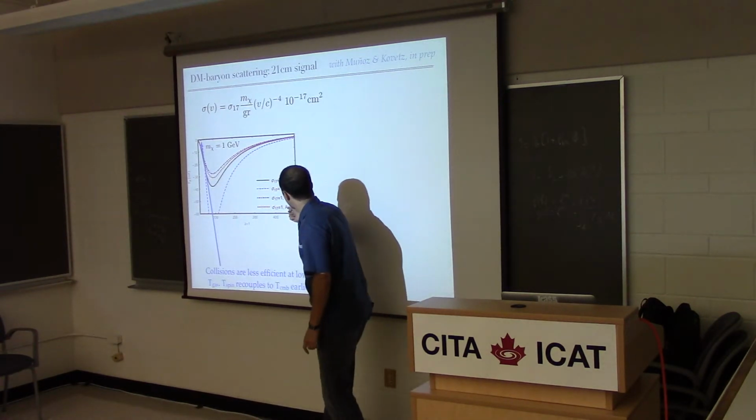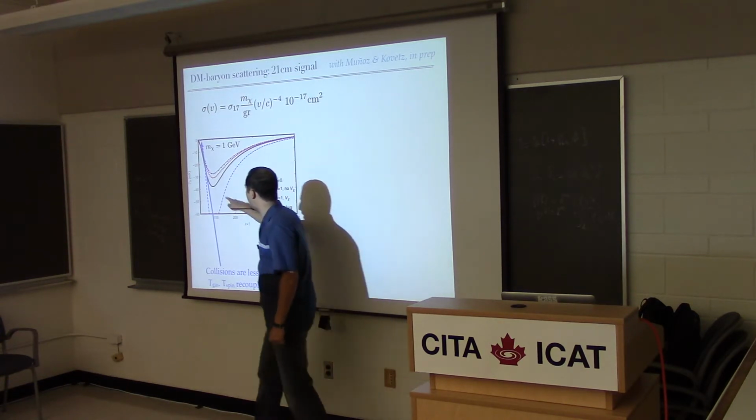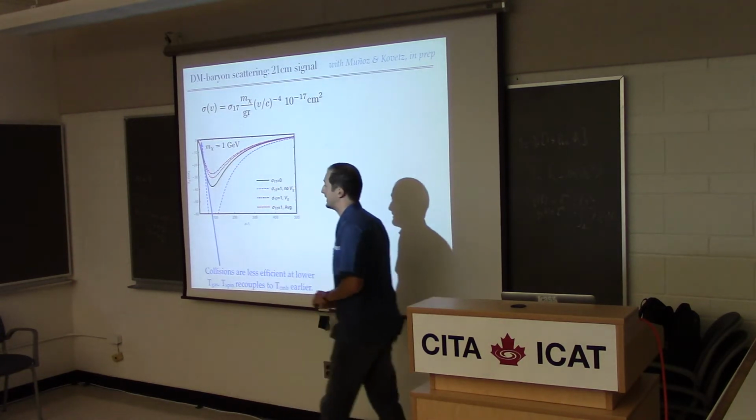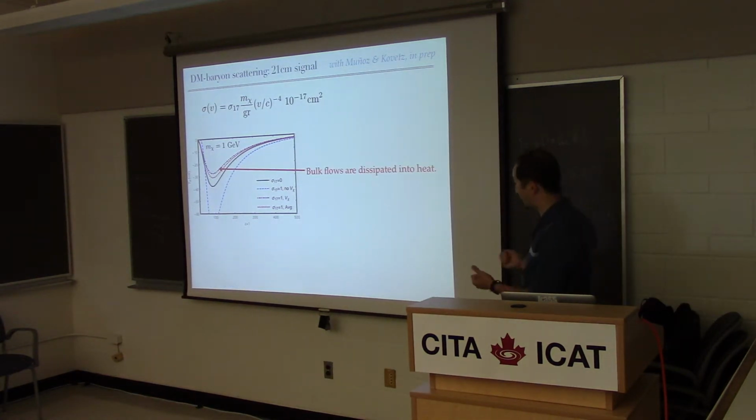Now, if we look at the red curve or the purple curve, this is when we account for relative velocities, and you see that they are higher. So the gas temperature is closer to the CMB temperature. And this is because the bulk flows are now dissipating into heat, and they're heating up the plasma.